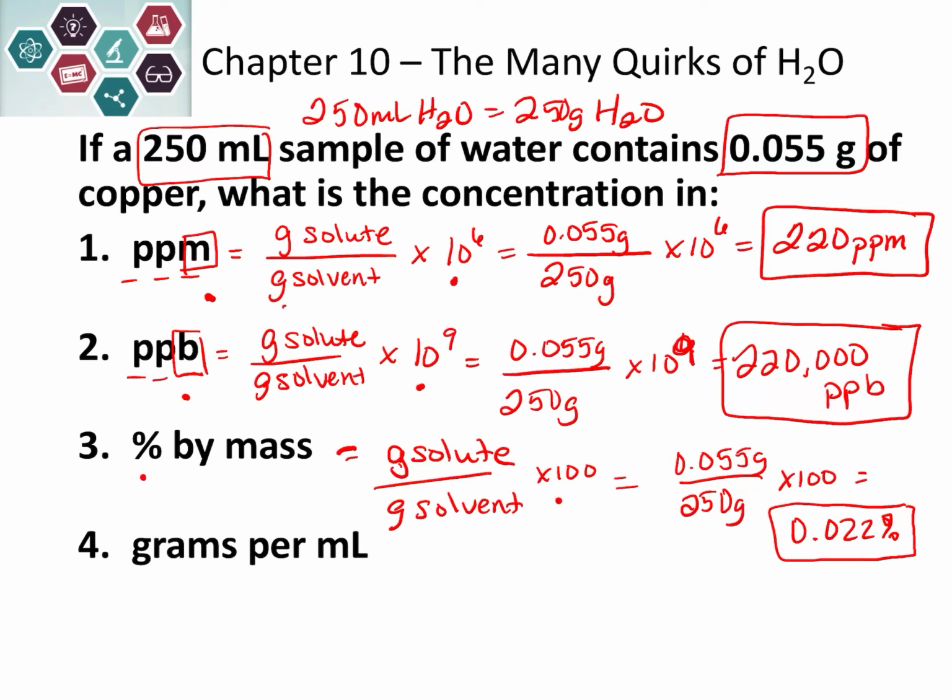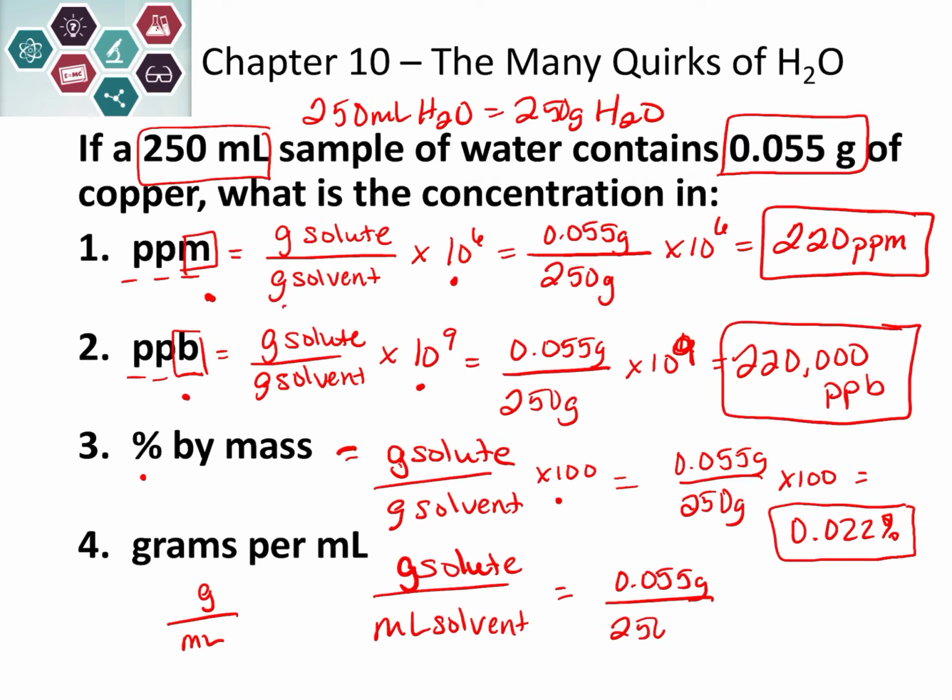This last example, grams per milliliter, is just that, grams per milliliter. So we're going to do grams of solute over milliliters of solvent. This time there is no factor of 10 to multiply by. So we've just got 0.055 grams over 250. In this case, we're doing milliliters. And our answer is 2.2 times 10 to the negative 4th.